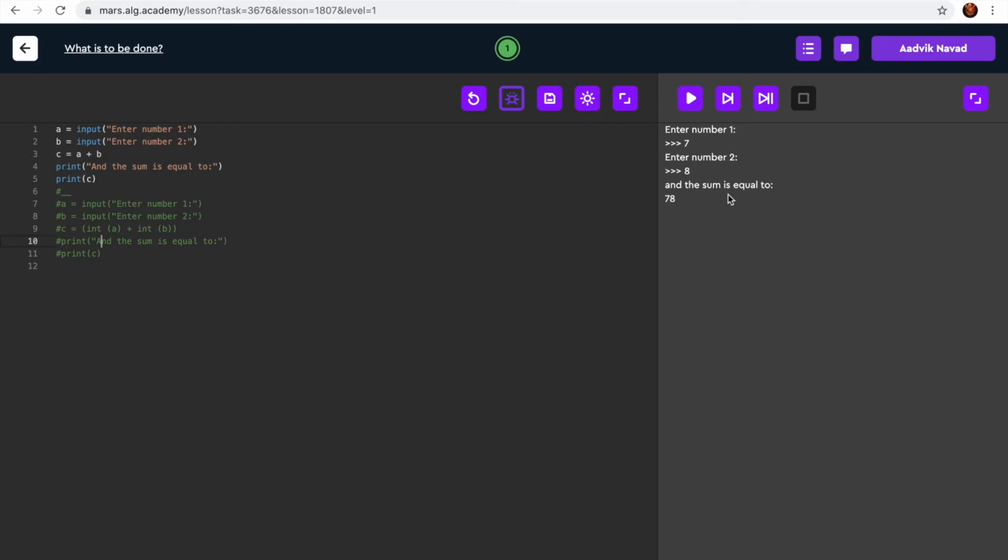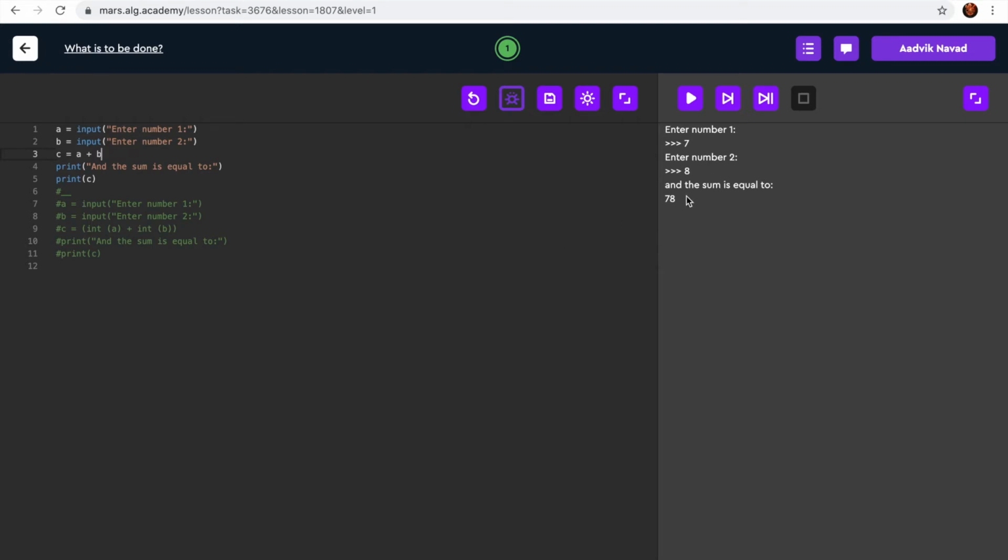So why it's putting 7 and 8 together is because of line 3: c equals a plus b. The first mistake is that we have not defined that a and b are actually integers. So right now it thinks a and b are strings, because the input is a string, and you cannot add strings together.